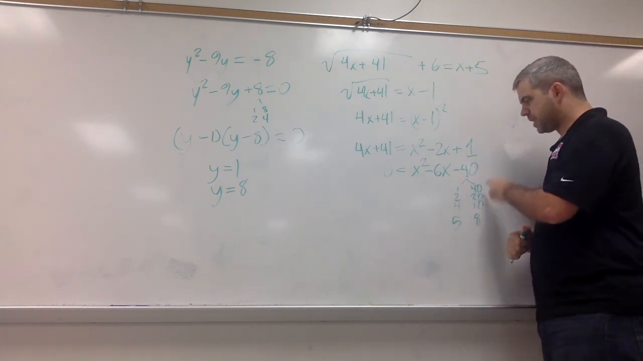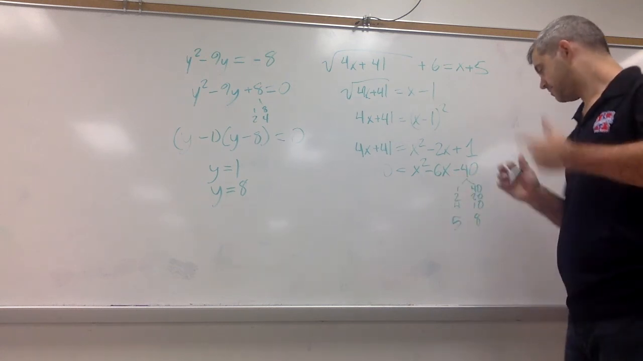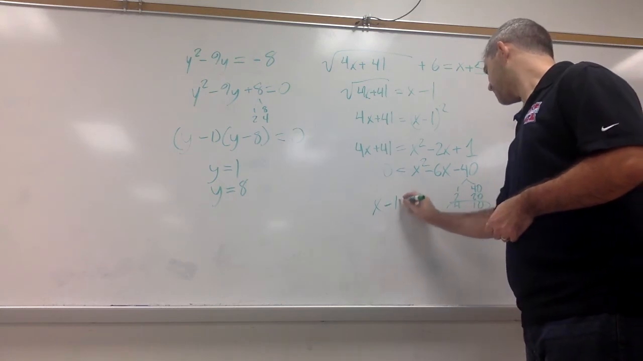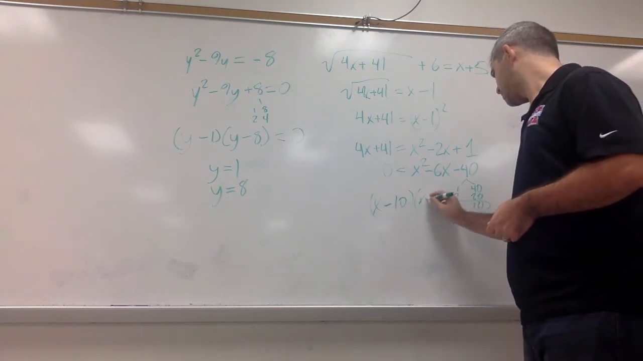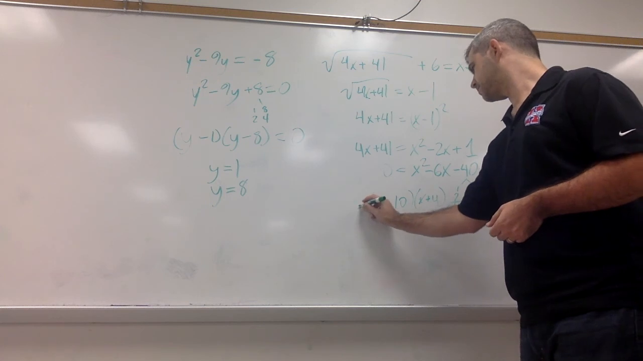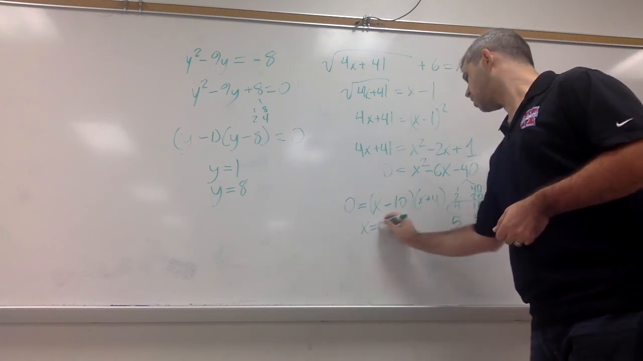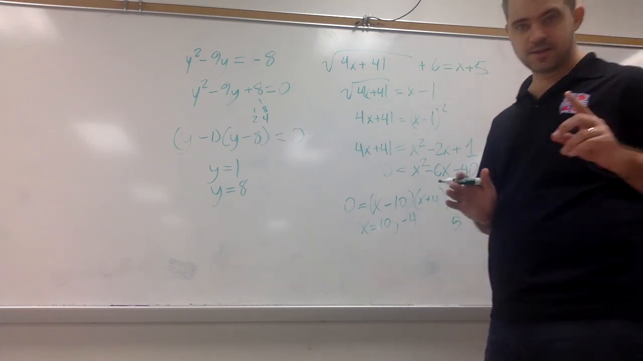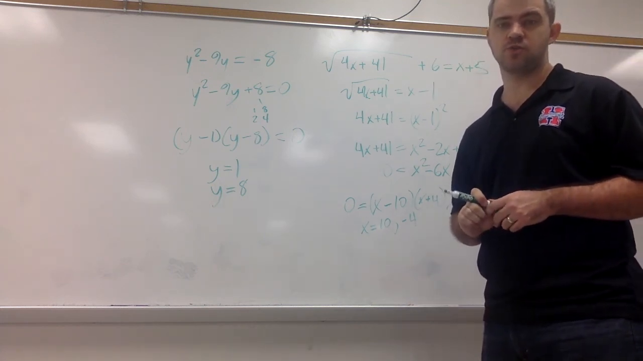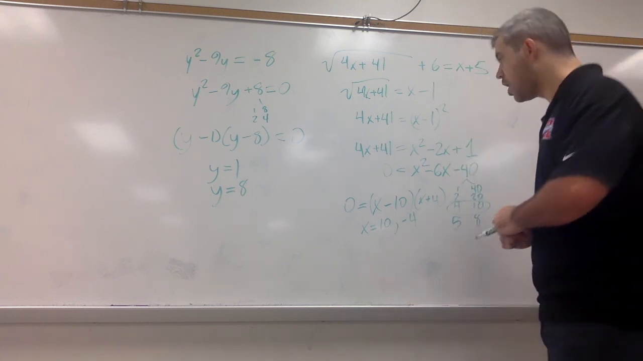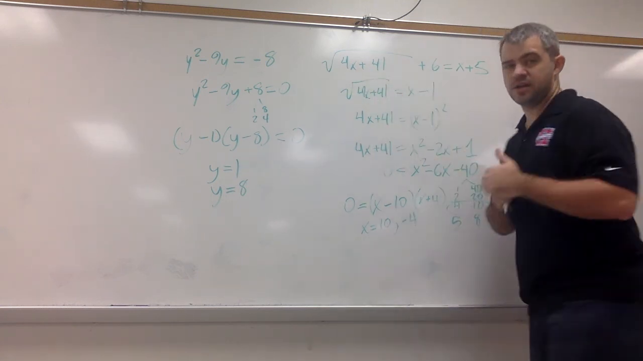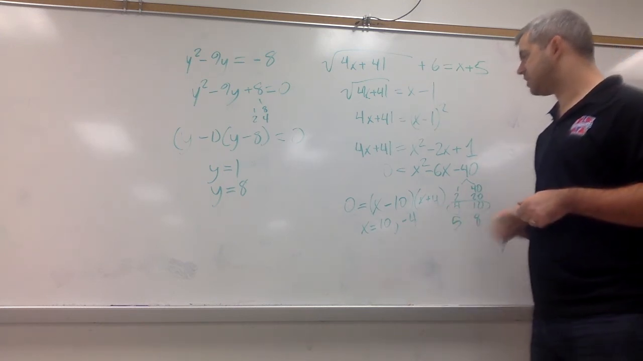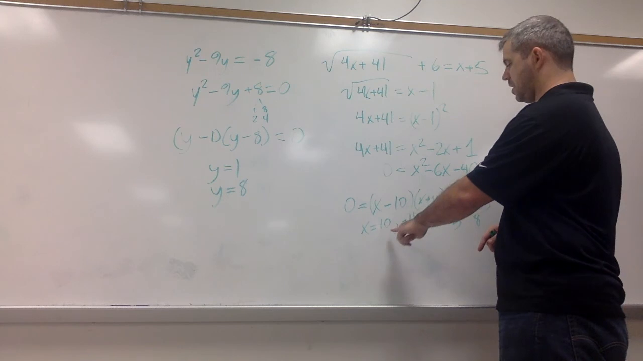Now, is there something that multiplies to -40, adds to -6? There is. X minus 10, x plus 4. So my solutions are 10 and -4. But, okay, and this is a great way to lose points on your test. Whenever we squared, it's possible we created an extra solution. So let's try both of these and see if they work, okay?